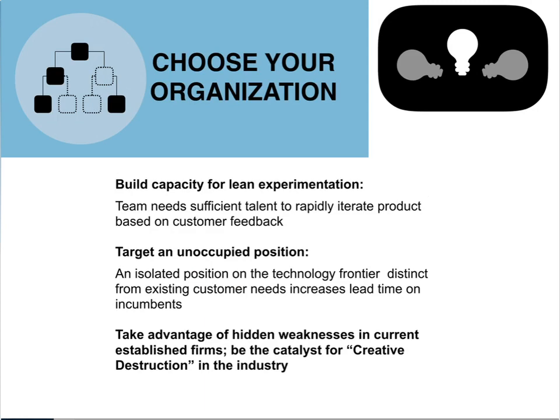In terms of choosing your organization, what you want in a disruptive strategy is a few things. First of all, you want to build capacity for lean experimentation. Why? Because what you're doing is executing and iterating in order to provide value for customers who are currently underserved or left out of the market entirely. You also want to choose your organization's position to target an unoccupied position. This is part of the value capture hypothesis, which means you want to enter in places that would not provoke that incumbent response. So you're trying to take advantage of hidden weaknesses in established firms, and so you're a catalyst for creative destruction in the industry.